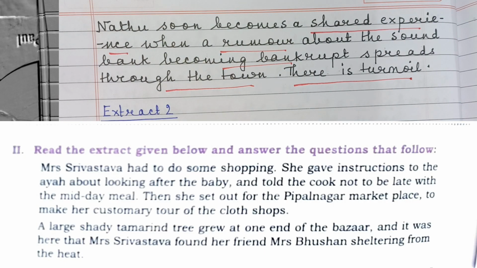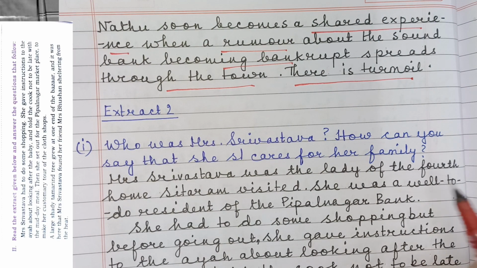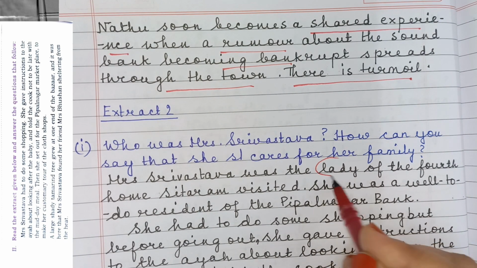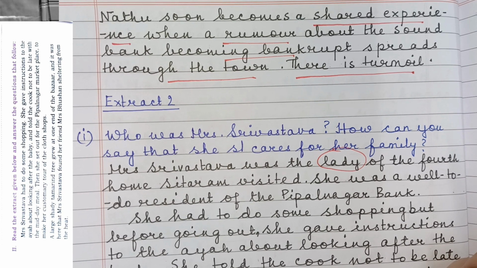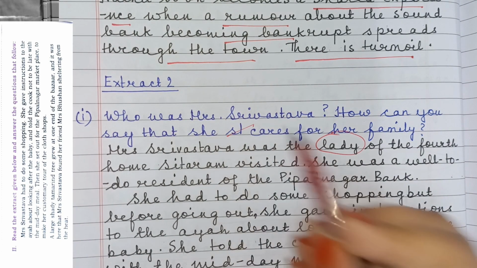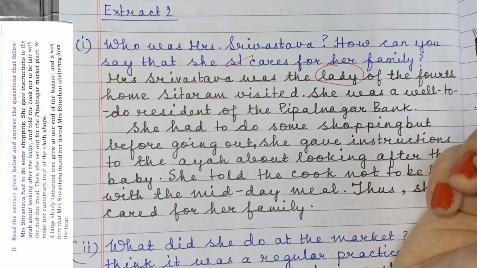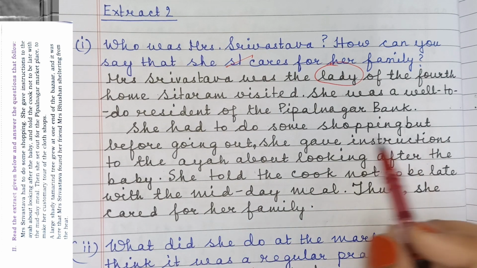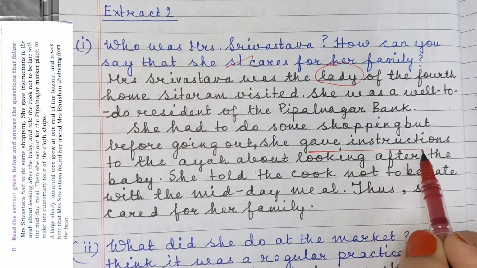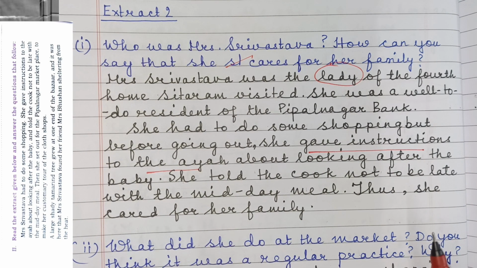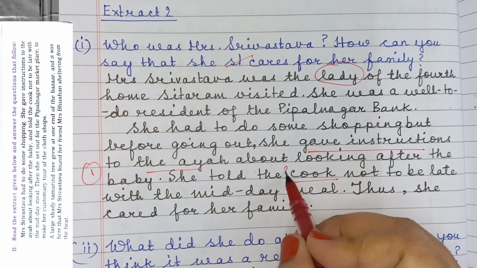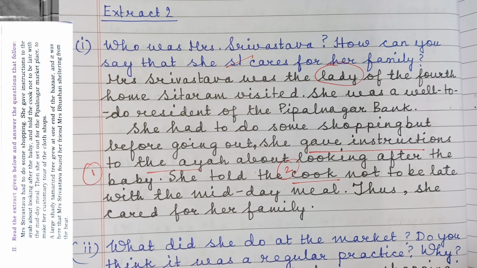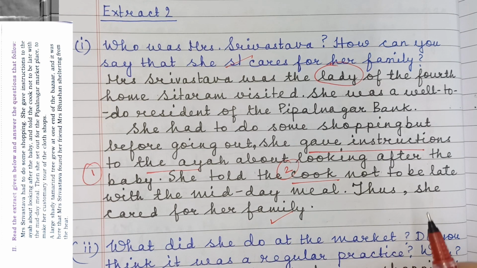Extract 2 now. Who was Mrs. Srivastava? Mrs. Srivastava was the lady of the 4th house Sitaram visited. And how can you say that she cares for her family? She had to do some shopping, but before going out, she gave instructions to the ayah about looking after the baby, number 1. She told the cook, number 2, not to be late with the midday meal. Thus she cared for her family. She looked after her family.